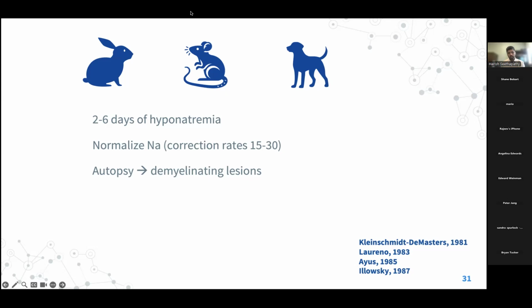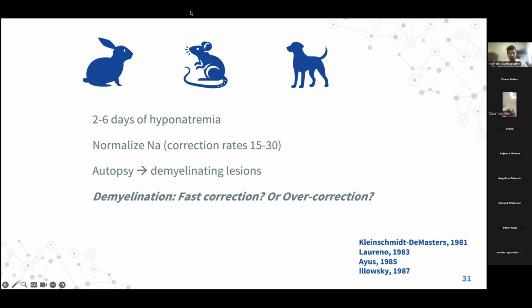Except the lesions were not just in the pons in many of these animals. They were extrapontine. They were not exactly fitting like you see in the human specimens, but they were somewhat consistent that the faster you correct, or when you correct at these rates of 15 to 30, you do have some demyelinating lesions. And these studies were done not just in rats and mice, but also rabbits and dogs. But the question always remained, is demyelination because of the fast correction, or was it because of overcorrection, that you corrected to almost normal or high sodium levels, and maybe you should not be doing that?